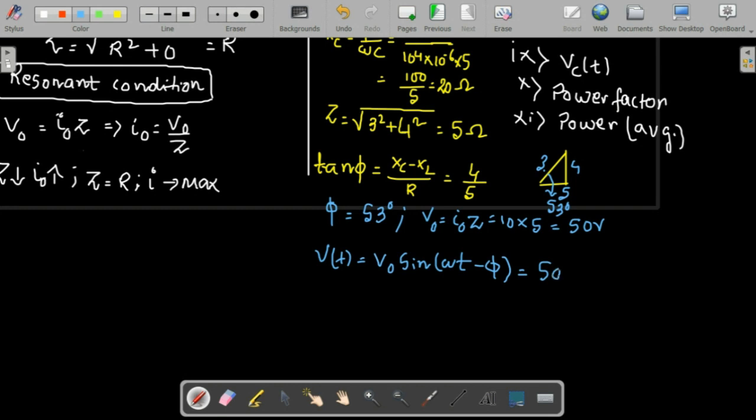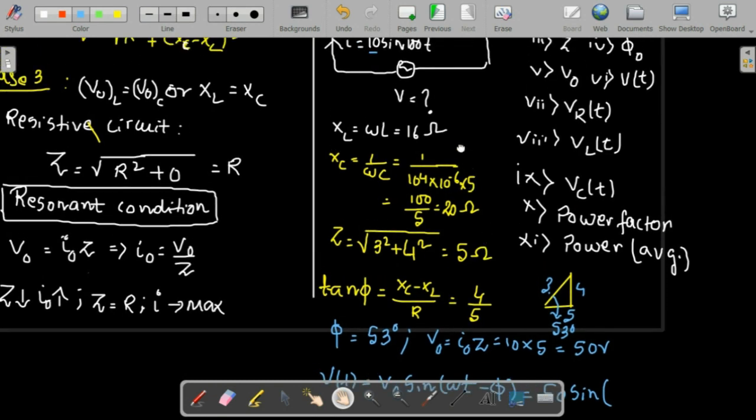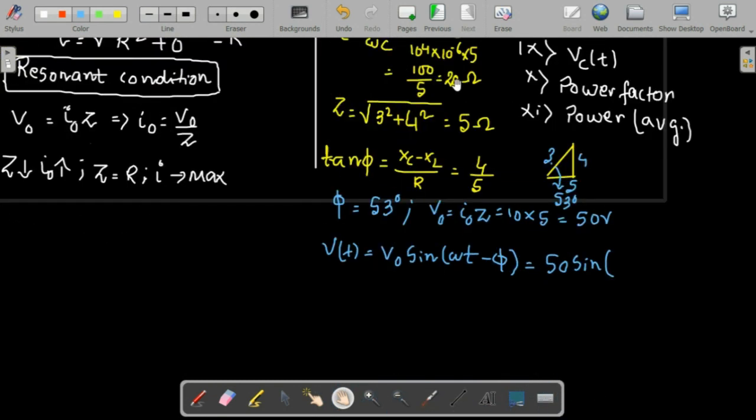That's 50 sine omega. We can see it from I naught itself, right? This is my omega, 100t, so that will remain as 100t minus 5. 5 is 53. So this way you can actually calculate these values.